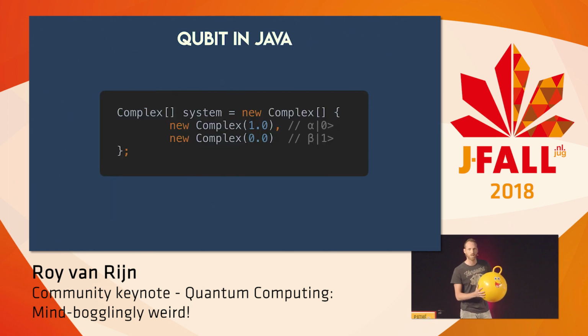This is how we can make one in Java. I'm using Commons Math here, and as you can see, I've built a single qubit, and it has one complex number that represents the chance of it being 0, and one complex number that has the chance of it being 1. In this case, what will it be? 0, yes, because it has a 1.0 chance of being 0 and a 0 chance of it being 1.